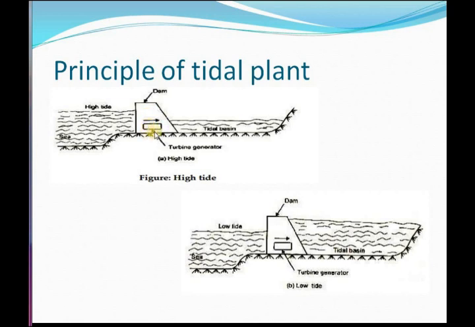Whereas when you go for low tide, the tidal basin will be above the sea level. Okay. So what happened during the low tide? The water flows from the tidal basin to the sea. As the water level in the basin is more than that of the tide in the sea, during this period the water flows in the opposite direction, from the tidal basin to the sea. Now during this period, the turbine will rotate and produce electrical energy due to the flow of the water from the tidal basin to the sea.